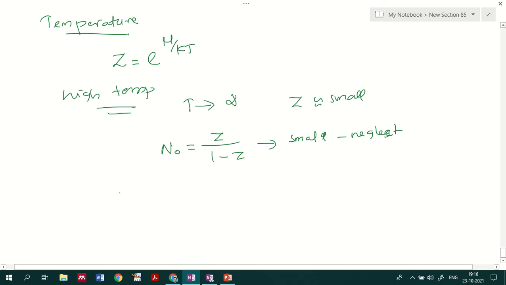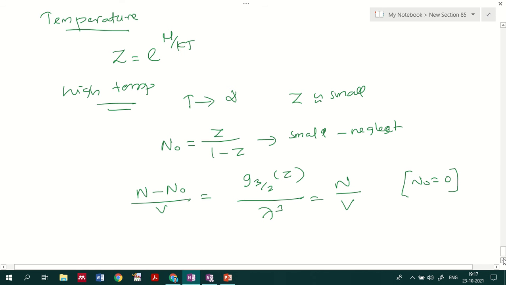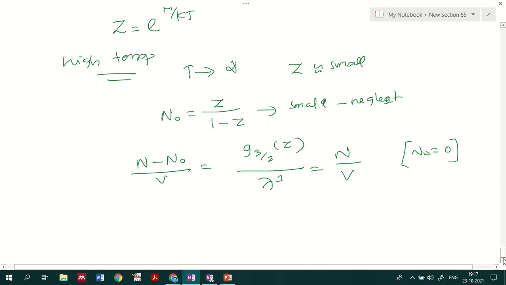In that case, (n minus n0) by v equals g3/2 of Z divided by lambda cube, was there, no? Which is equal to n by v, because here n0 will be negligible in this situation. So we can consider g3/2 of Z divided by lambda cube as equivalent to n by v. That means here n0 equals 0, so at a high temperature, that is the scenario.